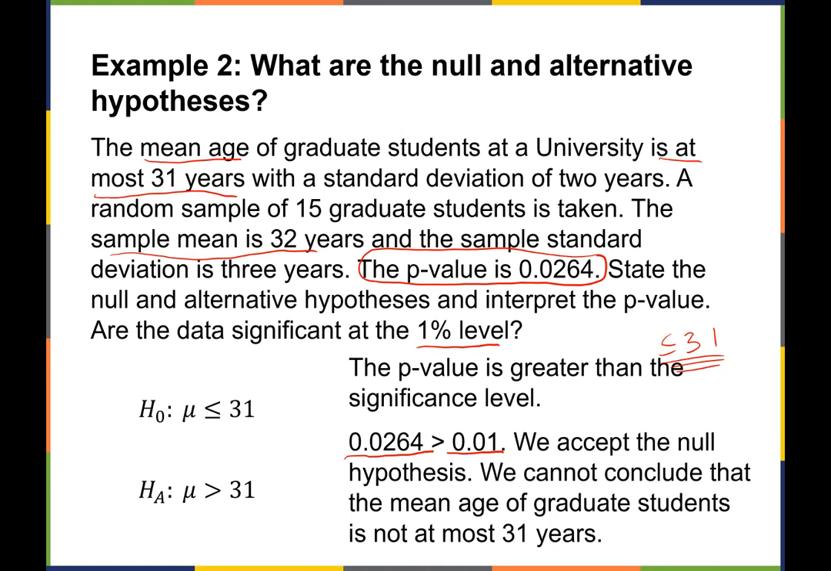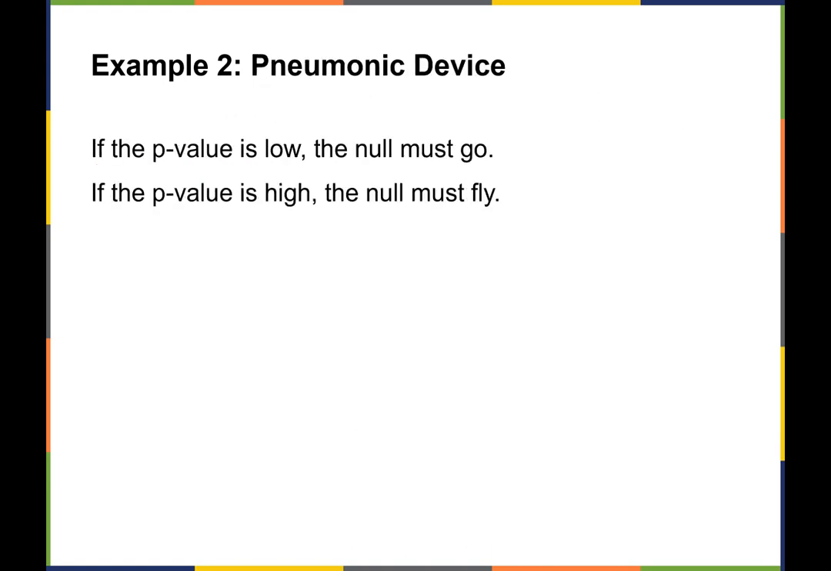There's a nice little mnemonic device to help you keep this clear. If the p-value is low, the null must go. If the p-value is high, the null must fly. So what does that mean? We just did the second one. The p-value was high, the null must fly. That means we accept the null hypothesis because the p-value was larger than the significance value. On the previous one, the p-value was low, and we rejected the null hypothesis. The null must go, right? So that is p-value is less than alpha for the first one. P-value is greater than alpha for the second one.